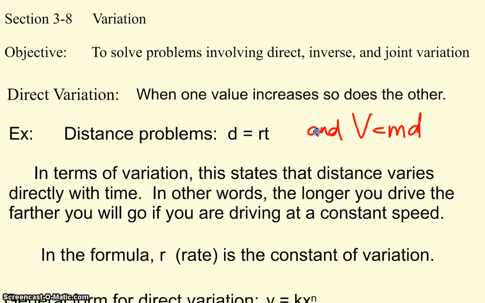In all direct variation problems, as one value increases, so does the other. For example, the longer you drive, the farther you drive. If the mass of an object is larger, its volume is going to be greater.